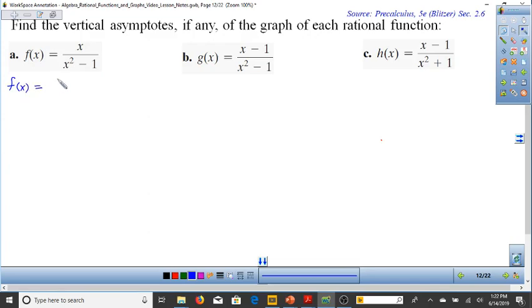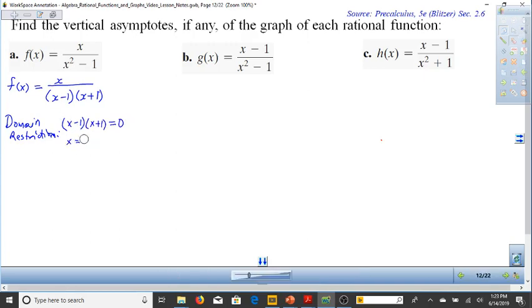F of x is equal to x over x minus 1 times x plus 1. And as you can see, there's no common factor that cancels in the numerator and denominator, which is fine. So the domain restrictions now. The domain restriction is whatever makes the denominator equal to 0. So we have x minus 1 times x plus 1 equal to 0. So that gives us x is equal to -1 or +1.